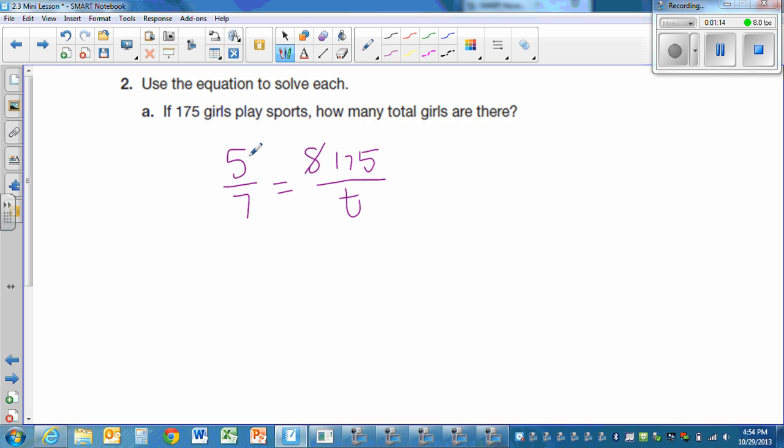Now you can use the work side to side. We have to figure out how many times 5 goes into 175. But it might be easier now to switch over to cross multiply and divide. If we cross multiply, 5 times t gives us 5t. And if we multiply 7 times 175, we get 1,225.